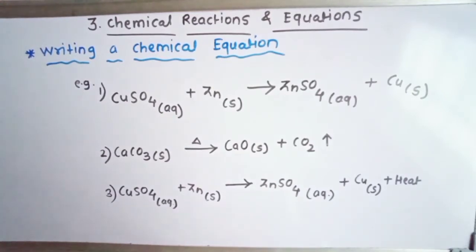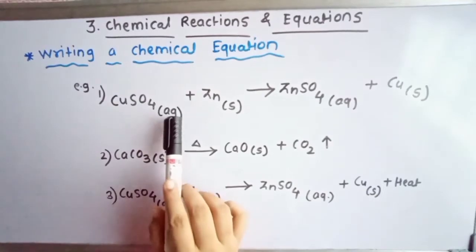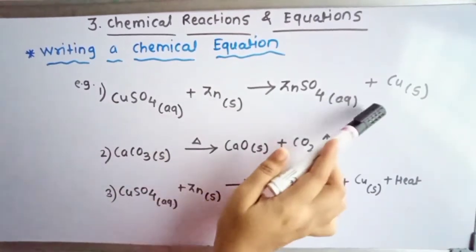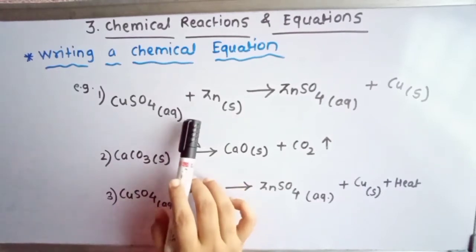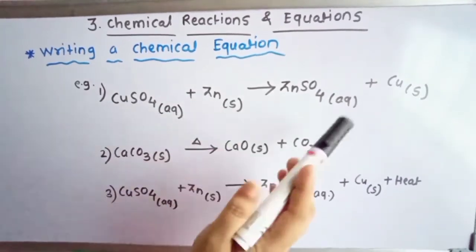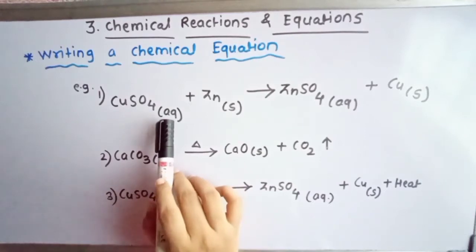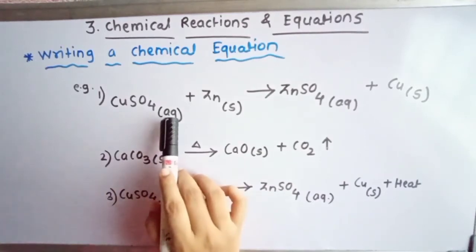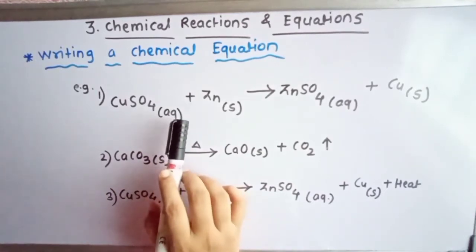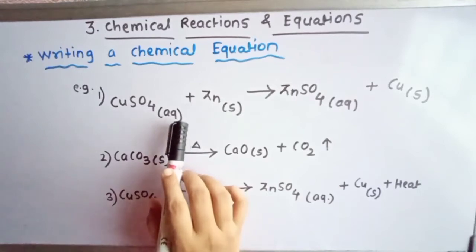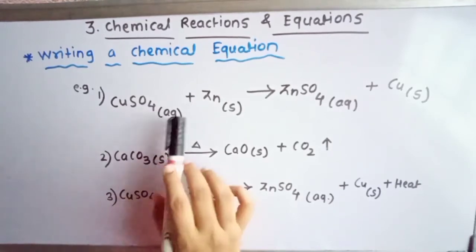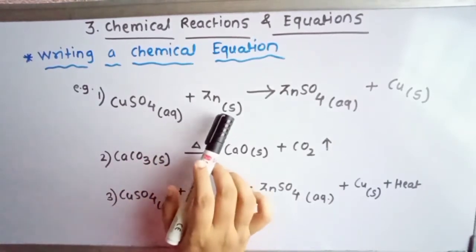Now next, the physical states of the reactants and products are often mentioned in the chemical equation to make it more informative. For example, here see, AQ means what? Aqueous solution. Spelling is AQUEOUS. Aqueous solution means what? It is mixed in water, okay?